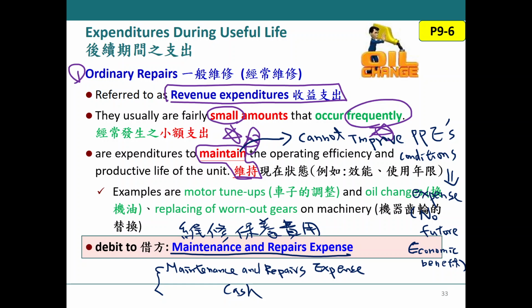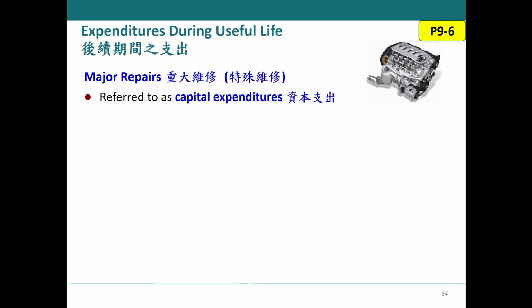Any questions? So that's when we talk about the small money, which happen quite frequently. What if another situation, we spend the additional cost, additional expenditures on PPE, but there's big money, okay? So we talk about the second group, second situation is major repair on your slide 34.